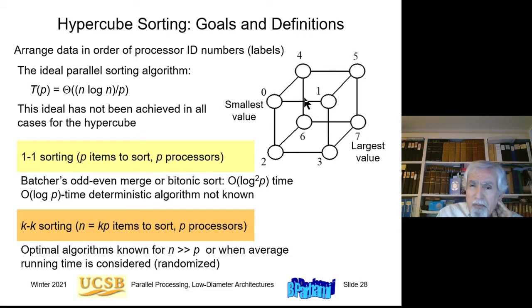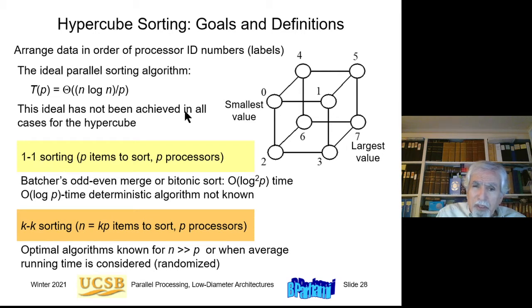Okay, so here I'm assuming that I have 8 processors and 8 values to sort. More generally, I will have more values to sort. So there will be multiple values in each processor. Again, a block of values that are the smallest goes here. The next block of values goes here, and so on.